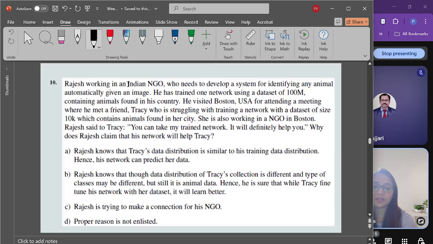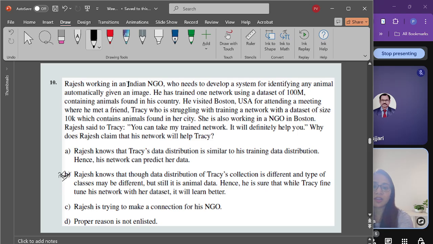Option B says Rajesh knows that the data distribution of Tracy's collection is different and the types of classes may be different, but it is still animal data basically. He already has 100 million data, and he trains again on the 10K dataset with different animals. So his model may be more robust in prediction. Hence he is sure that when Tracy fine-tunes his network with her dataset, it will learn better. So option B is the most correct.